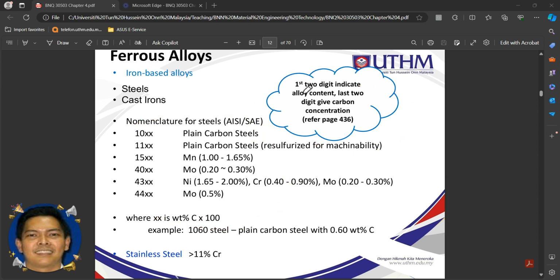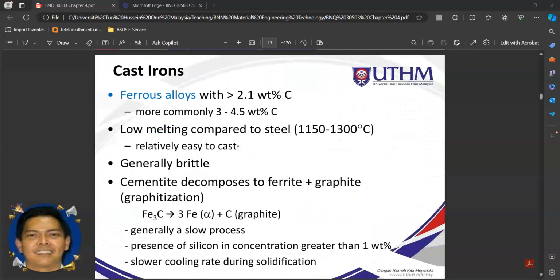The first two digits indicate the alloy content, whereas the last two digits, the X here, give the carbon concentration. You can refer to page 436 in the reading materials.